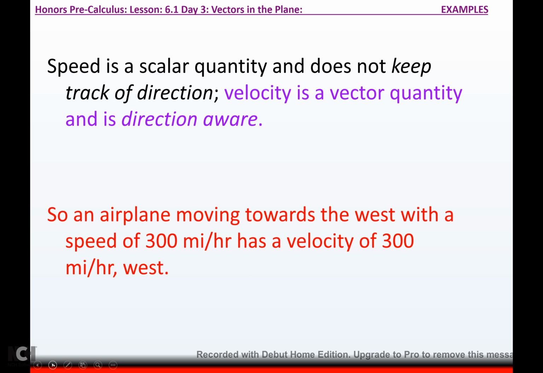Velocity is a vector quantity and is direction aware. So an airplane moving towards the west with a speed of 300 miles an hour has a velocity of 300 miles per hour west. So really, the only difference between speed and velocity is that velocity includes a direction.